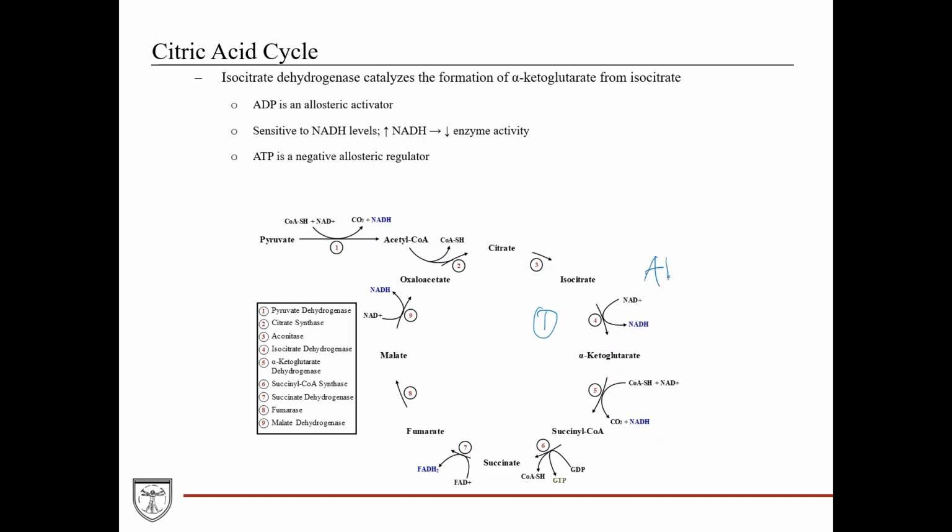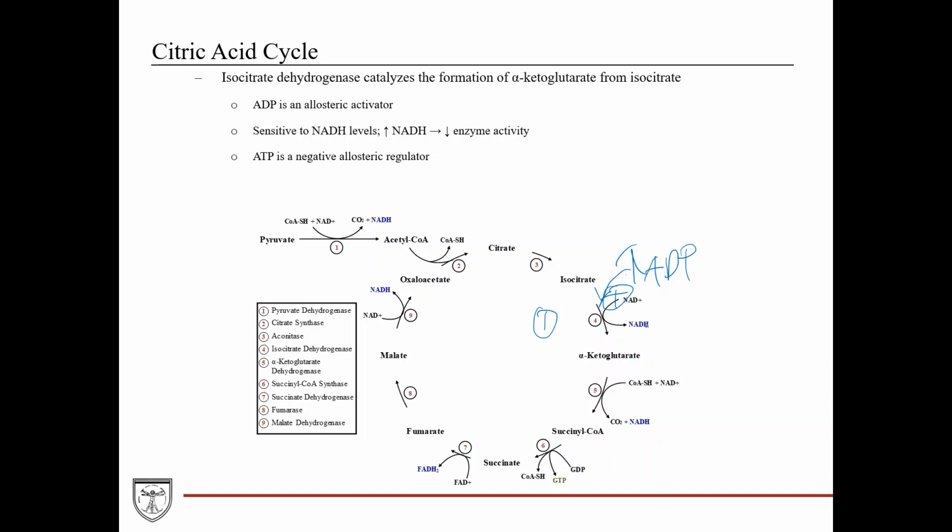Now again, as we've talked about earlier, these enzymes are often particularly sensitive to the energy levels in the cell. So if there are high levels of ADP, meaning that you have lower levels of ATP and you're in a lower energy state, this is going to be an allosteric activator. So it's going to help push this reaction forward, because you want to produce NADH, push the cycle forward, and end up producing more ATP.